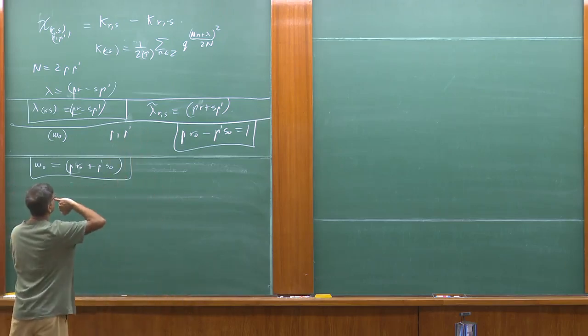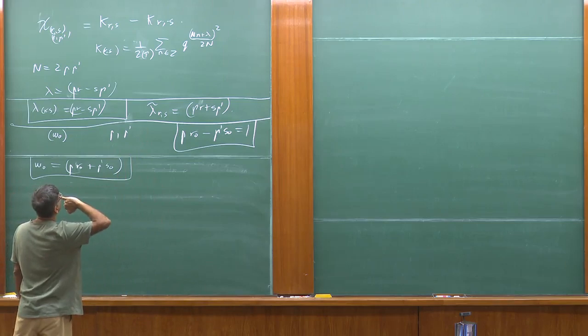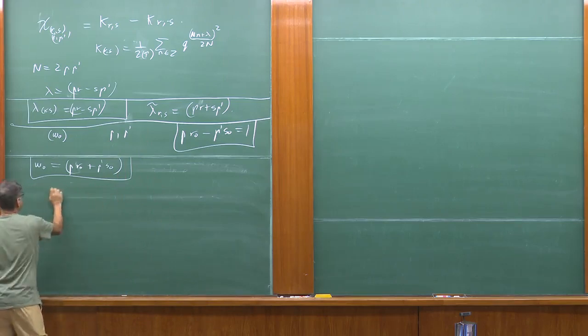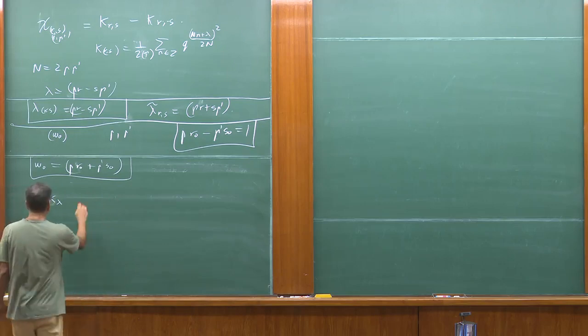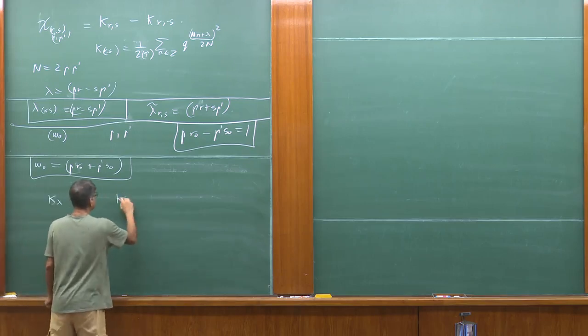And so now I want to claim the following. Suppose now I think of K as a function of lambda, not of r and s. I first want to claim that K of lambda is the same as K of lambda plus N.